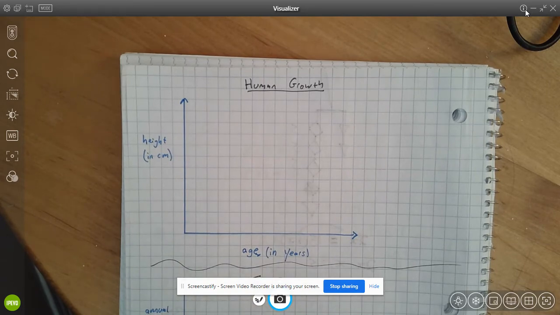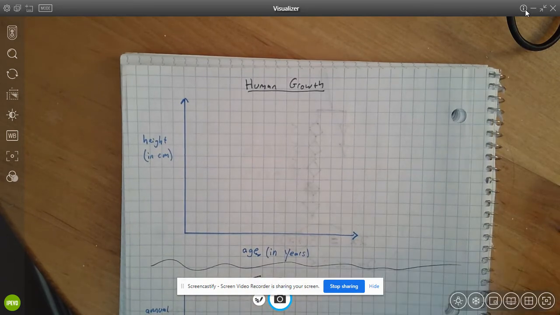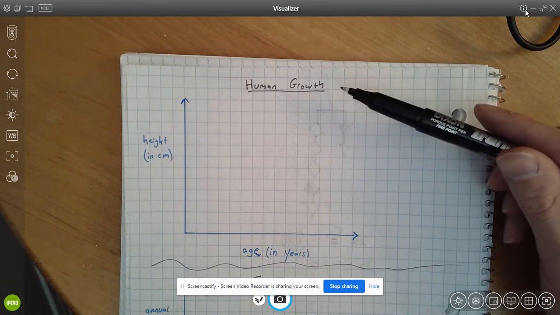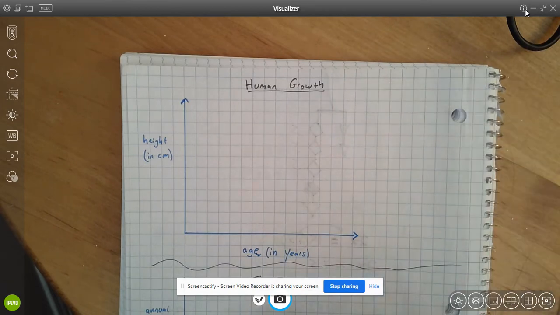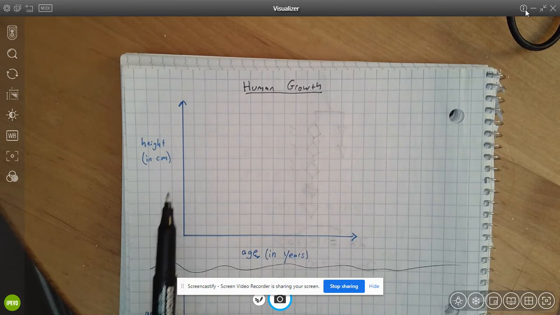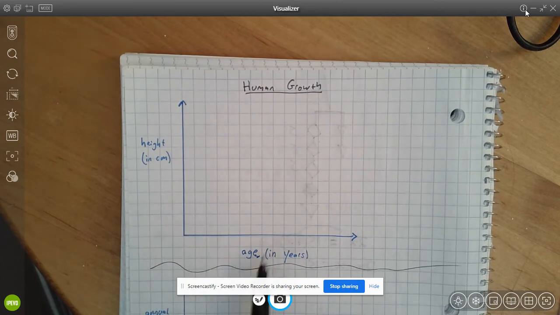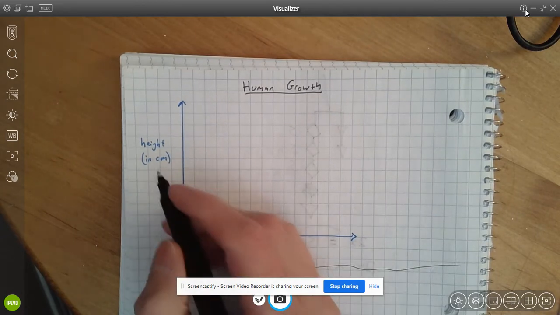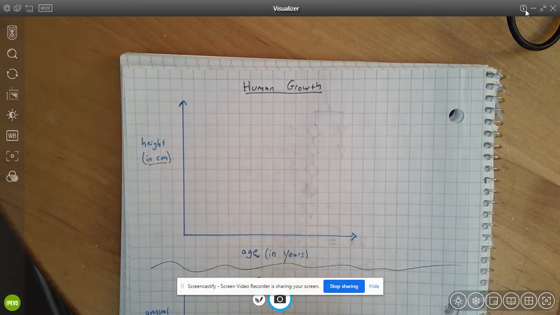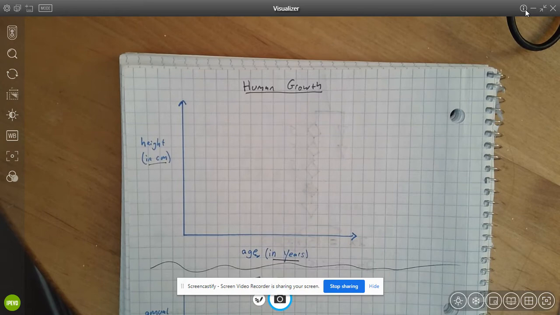So, first of all, let's look at some elements of any graph. We have a title describing what the graph is showing. This one's going to show human growth. And then I've got two labeled axes. I've got a y-axis, which is vertical. I have an x-axis, which is horizontal. And each axis is labeled with what is going to be displayed on that axis. So here's height in centimeters, and here's age in years.